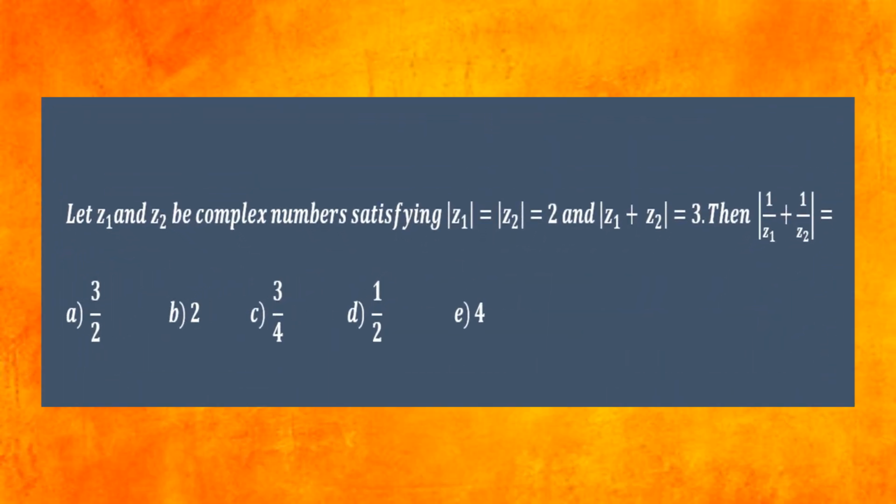The next question is, let z1 and z2 be complex numbers satisfying mod z1 equals mod z2 equals 4, and modulus of (z1 plus z2) equals 3. Then modulus of (1 by z1 plus 1 by z2) equals. The choices: 3 by 2, 2, 3 by 4, 1 by 2 and 4.